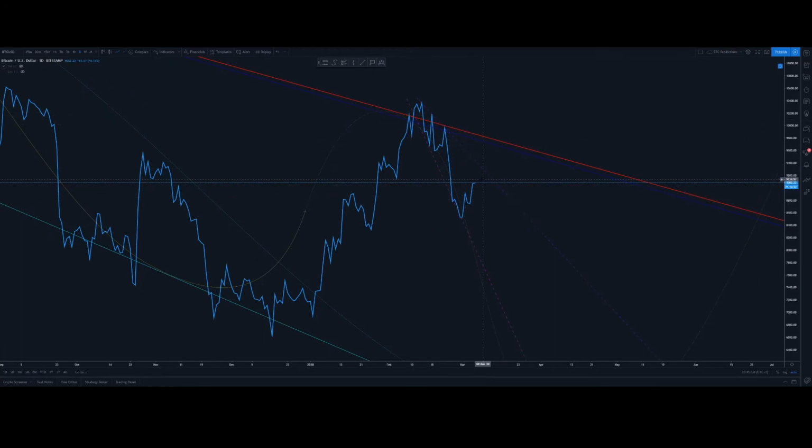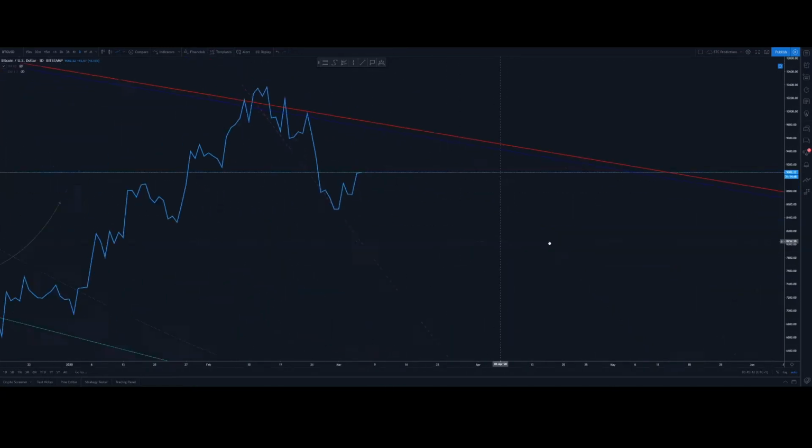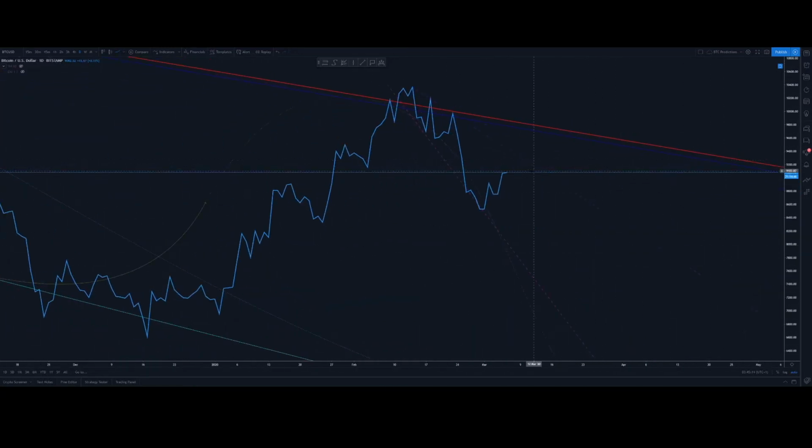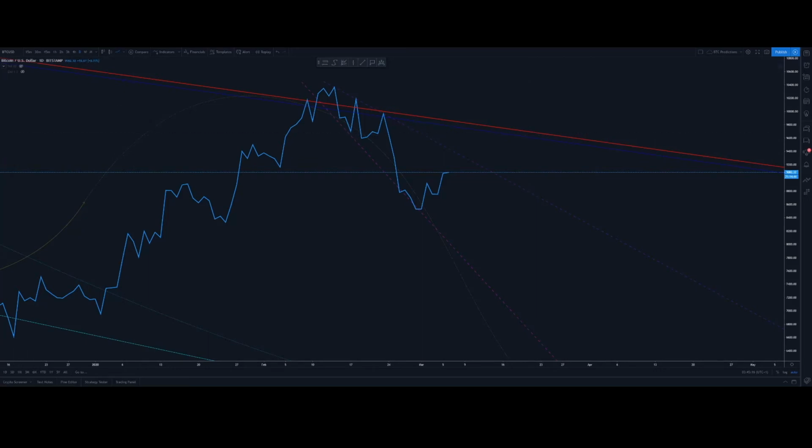So the next possible point would probably be here somewhere, but let's go to the next step. Draw in the trend wave.